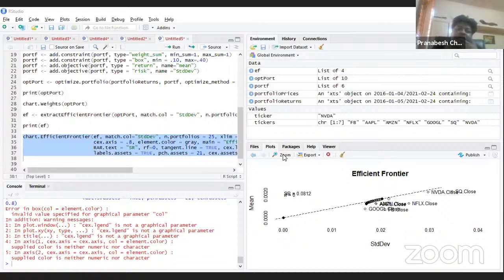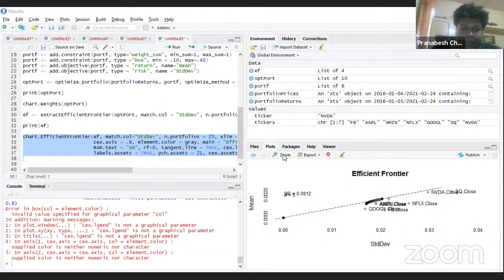Now you see your efficient frontier. Your efficient frontier is this line. If you see the curve that you are seeing, that is your efficient frontier. Now, what could be your most optimum portfolio?